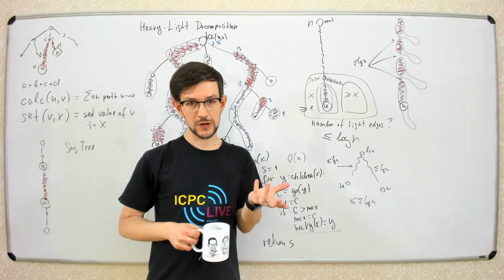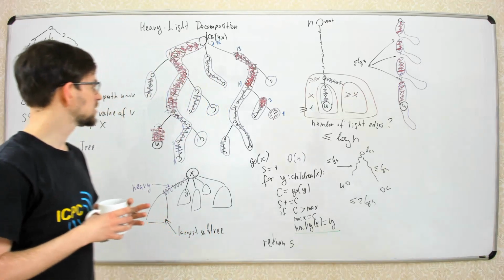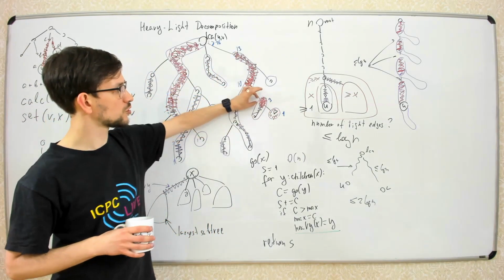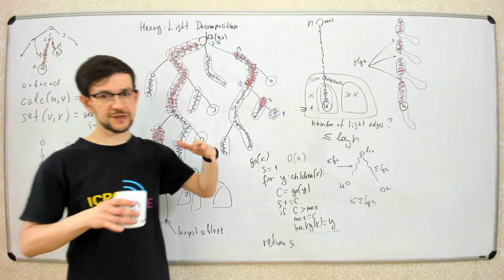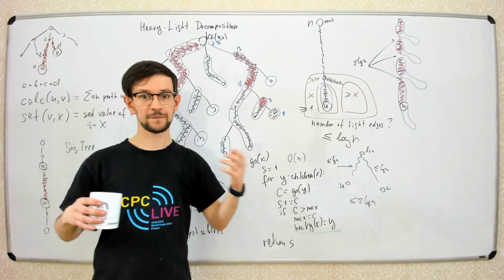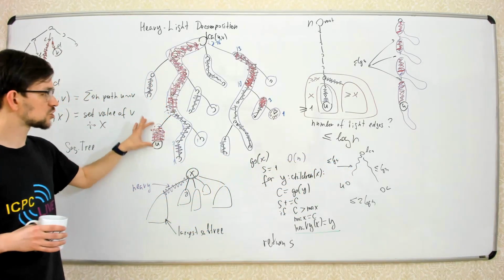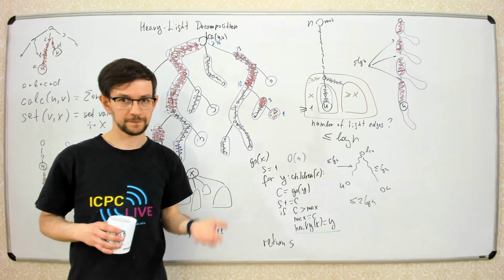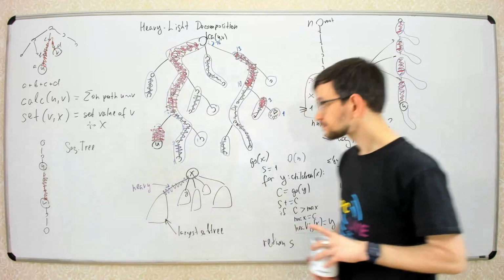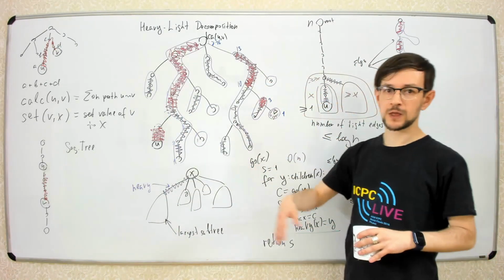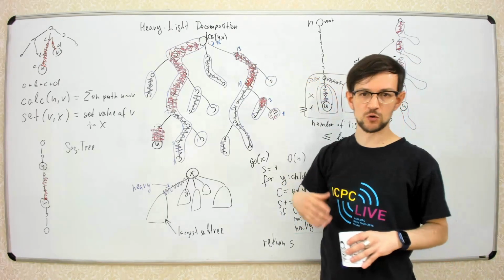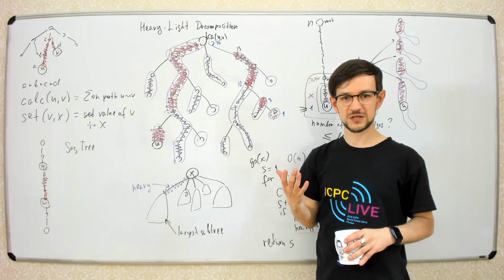Now, how to calculate the function? To calculate the function, we simply need to calculate the function on these segments. So we'll calculate the function on each segment, and then calculate the sum of all these sums to get the total sum on this path. To calculate the sum on each segment, we will simply use a segment tree. So we will use this technique. For each heavy path, we will build a segment tree. This segment tree will give us the sum on any segment of this path.